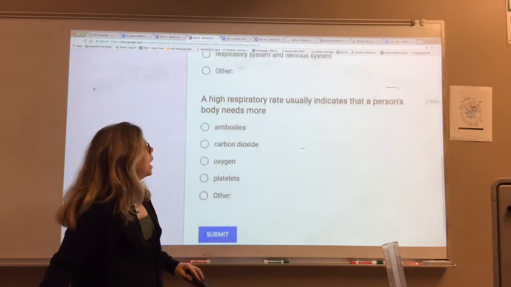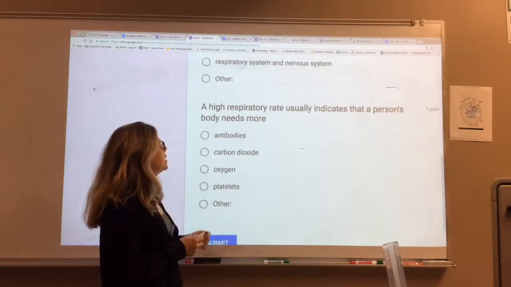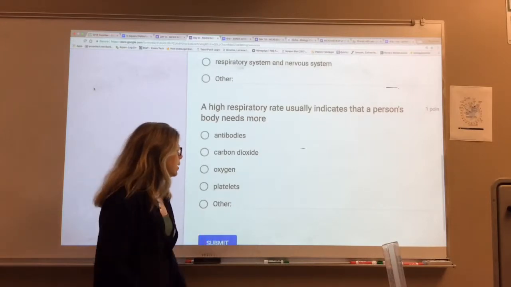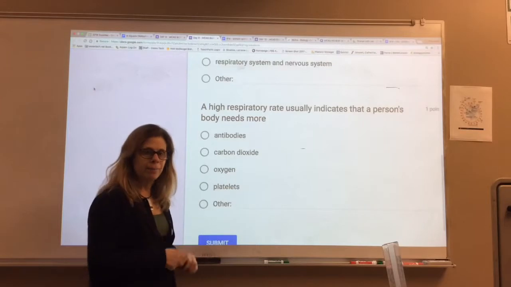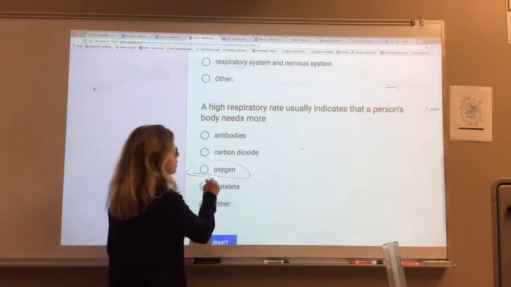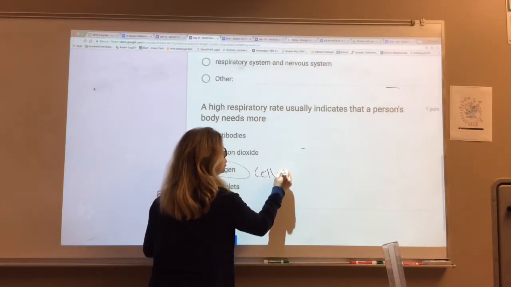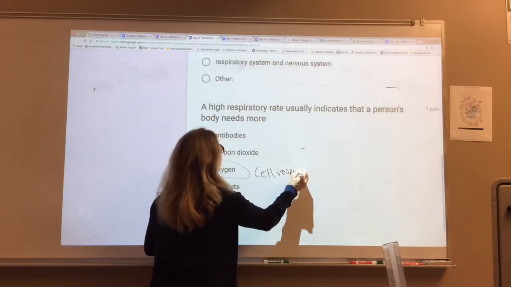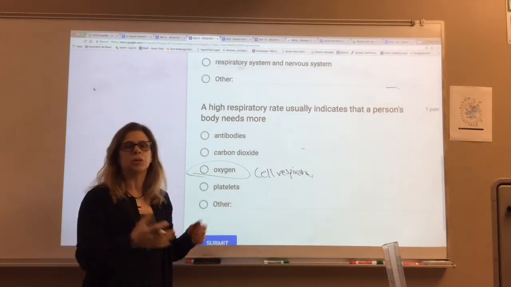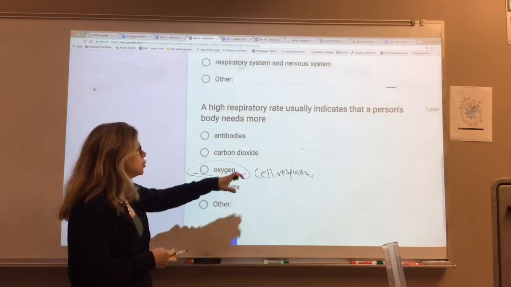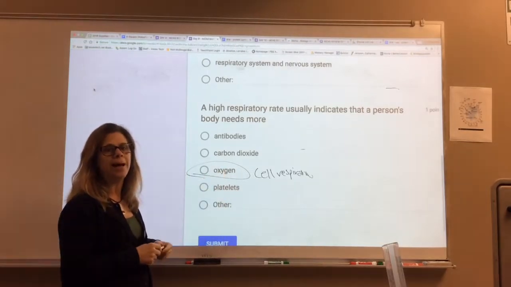Last one. A high respiratory rate, meaning I'm breathing fast, usually indicates that a person's body needs what? Well, take a couple really fast breaths. What are you bringing in? I'm bringing in oxygen. Why am I bringing in oxygen? To do cell respiration. All right? What might increase cell respiration? Things like exercise, all right, where I'm going to need to do cell respiration more. I need to get more oxygen so I can produce more ATP energy.